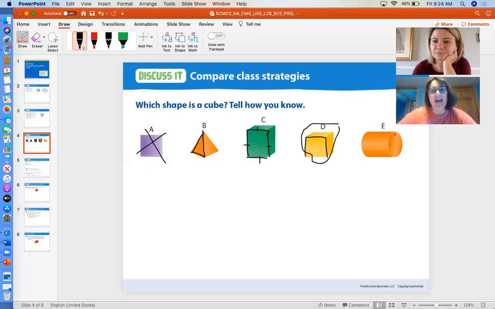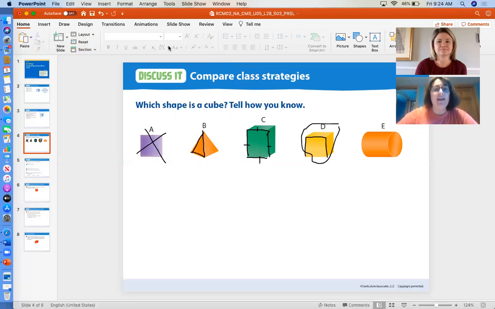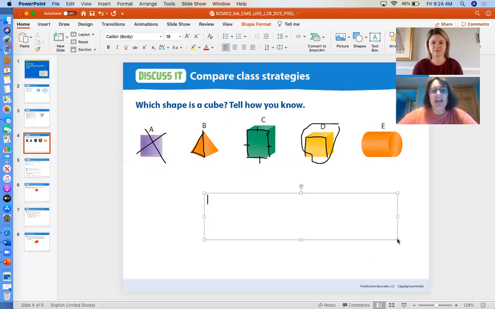Oh, and then we look at the last one, and we don't see any vertices, right? There's no points. So we call that one a cylinder, which is like your can of goodies, right? So that is a cylinder. So we know that our answer is D.